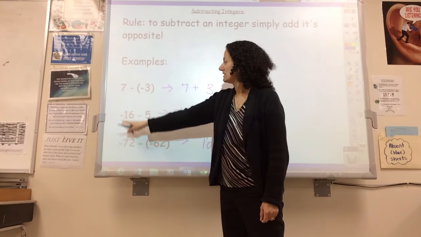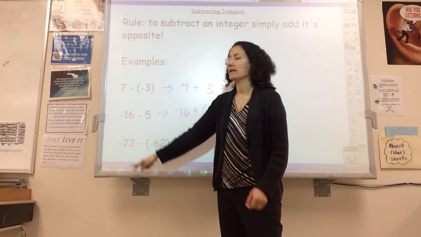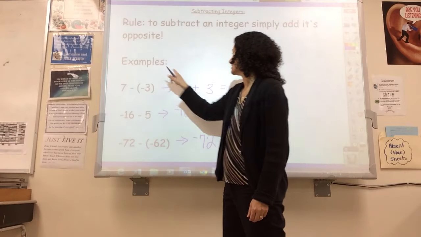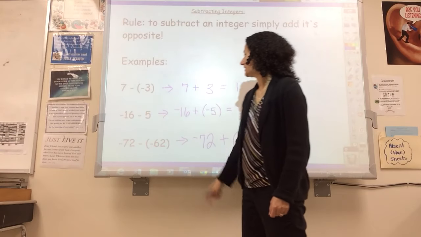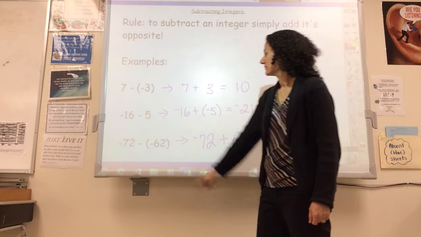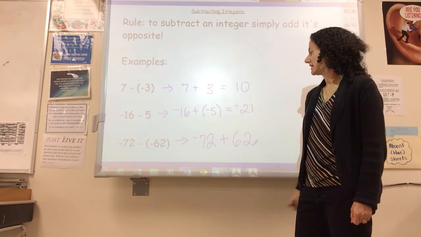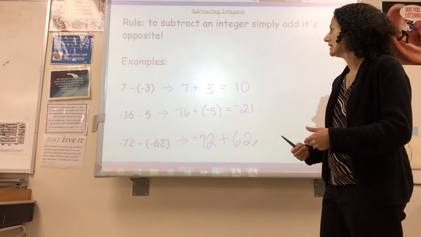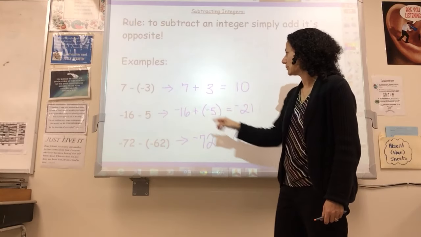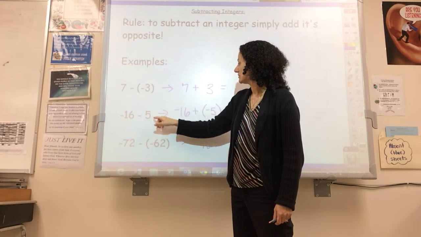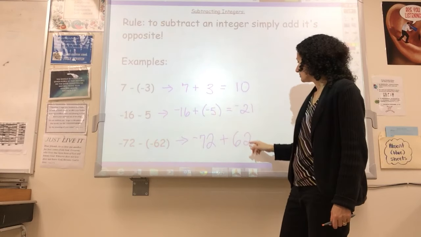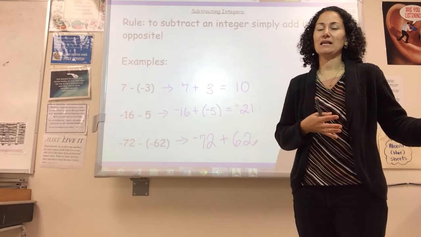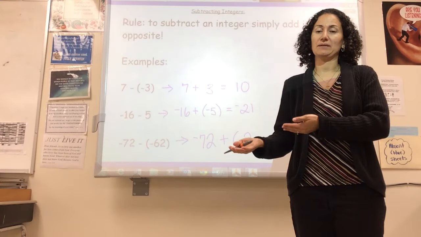You see, in all of these examples, we are not changing the first number in the subtraction sentence. 7 is going to stay 7. Negative 16 is staying negative 16. Negative 72 is staying negative 72. We're not changing the first number. What we are changing is the sign of the second number. So each of the second numbers in the sentences have become the opposite. Why? Because subtraction is the same thing as adding the opposite.